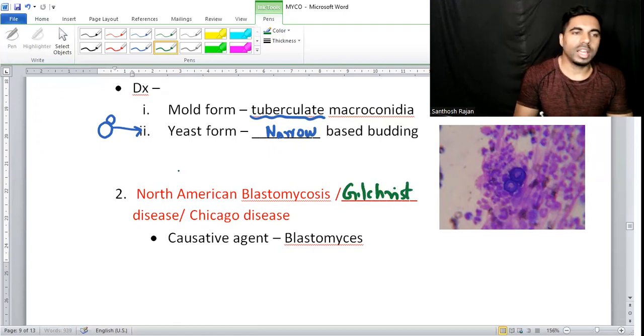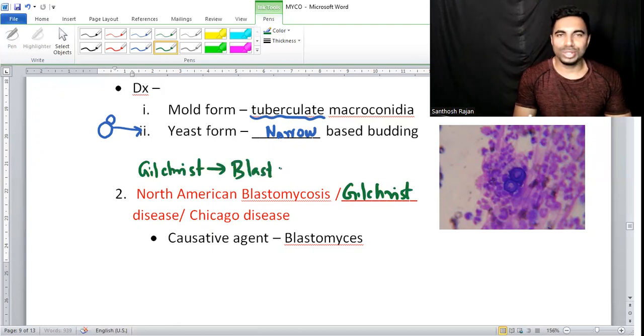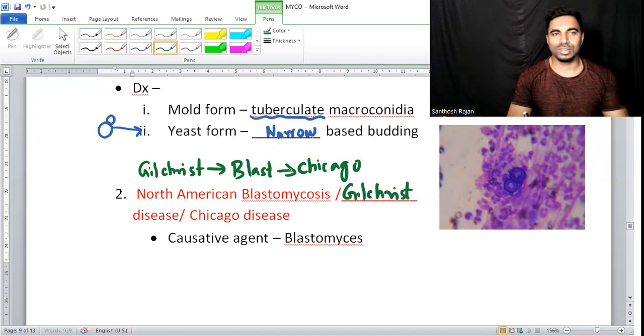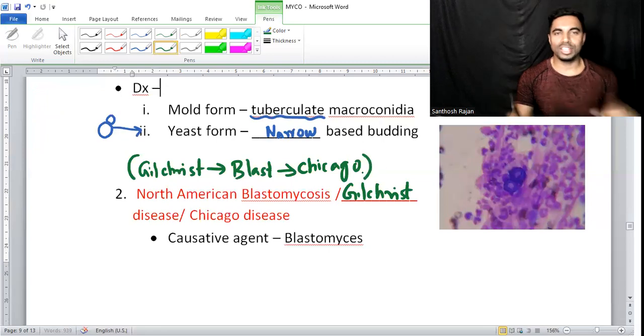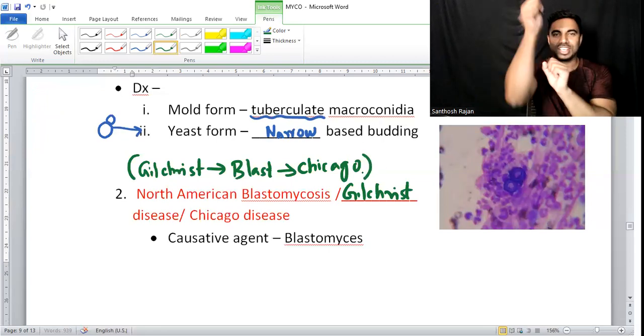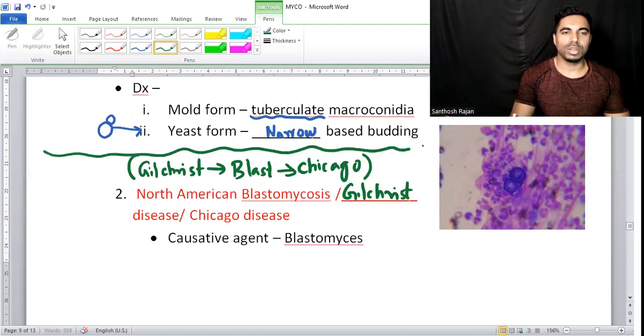Gilchrist. Okay, remember. Gilchrist, the cricket player. After a cricket match, if he plays well, he usually goes and has a blast in Chicago. He's not from Chicago, but he goes to Chicago to have a blast. Gilchrist, the cricket player, after winning the cricket match, goes and has a blast in Chicago. That's it, remember this. This is for your blastomycosis. So, Gilchrist or Chicago disease.